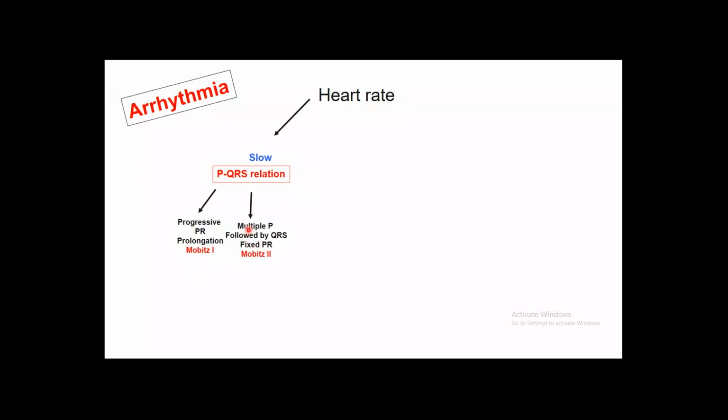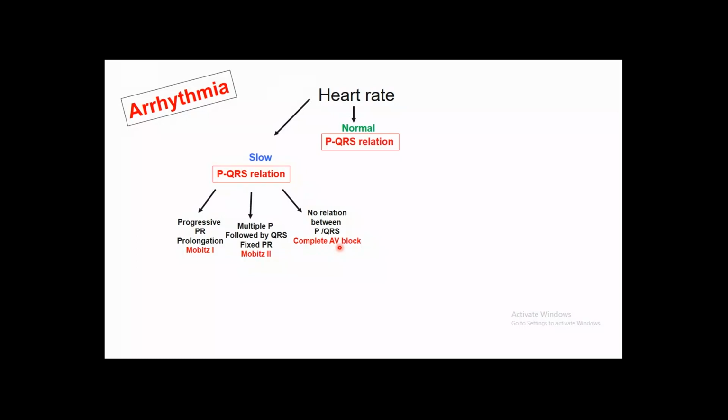If we have multiple P waves followed by a QRS complex, that means that there are P waves that are not conducted, with a fixed PR interval. This is called second degree heart block Mobitz type 2. If we have complete loss of the P QRS relationship in a patient with bradycardia, this is called complete AV block or third degree heart block.